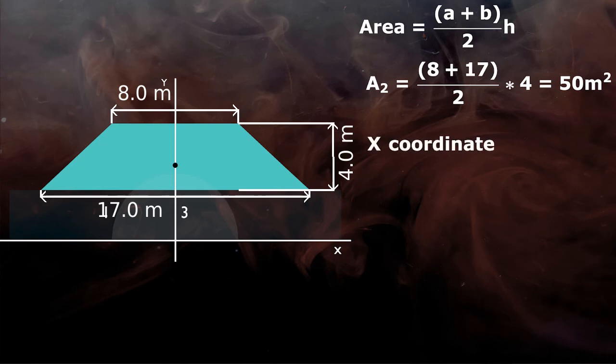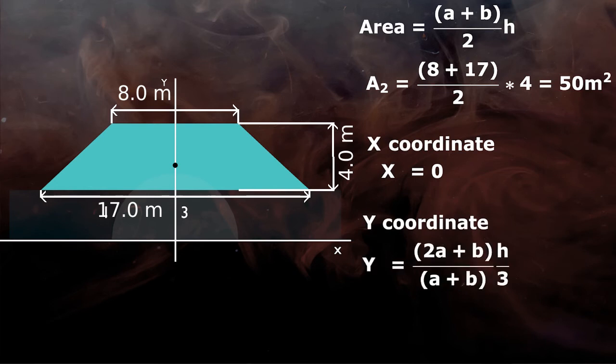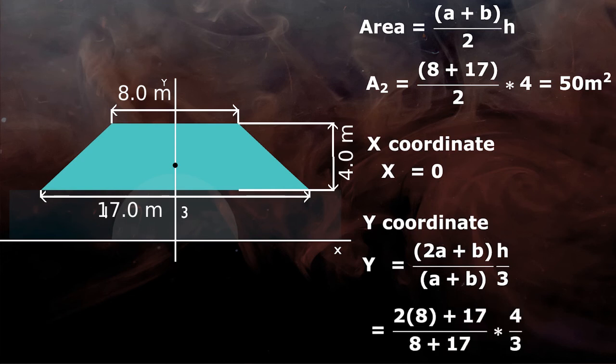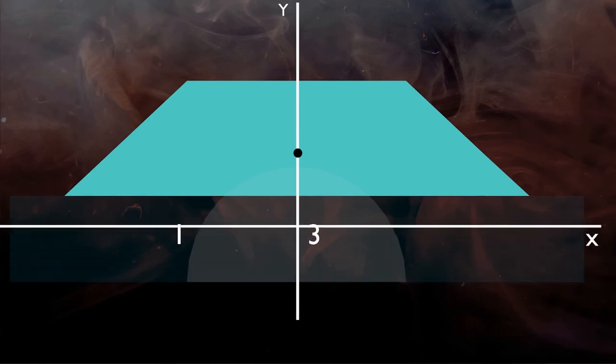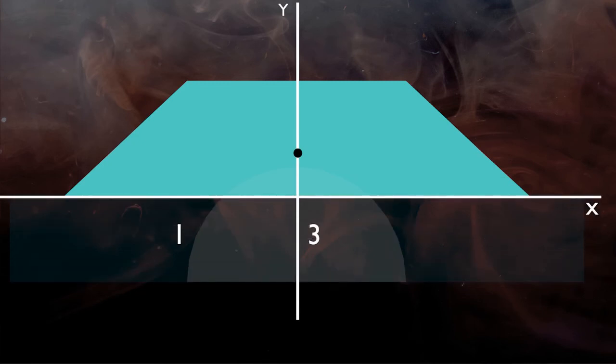X coordinate is 0 again. Equation to find out y coordinate is (2a plus b) upon (a plus b) into h by 3. Put all values and we get y coordinate equal to 1.76 meter. But this method can be applied only if x-axis touches the lowermost plane of trapezoid. But it is not the case.